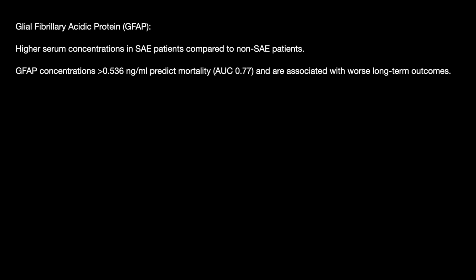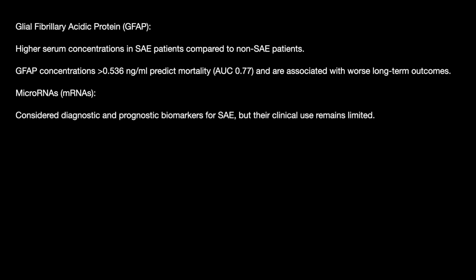The next is glial fibrillary acidic protein, GFAP. Higher serum levels correlate with sepsis-associated encephalopathy compared with non-septic encephalopathy. These values are associated with a prediction of mortality with an area under the curve of around 0.77 and also worse long-term outcomes. Next, you have microRNAs, which are considered diagnostic and prognostic markers for SAE, but the clinical use remains limited.